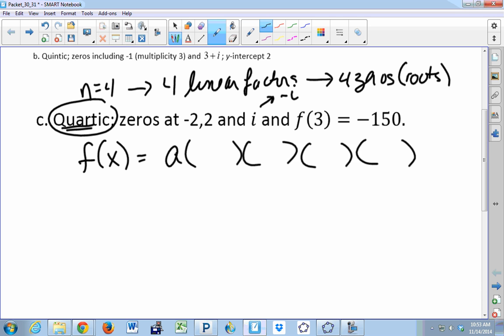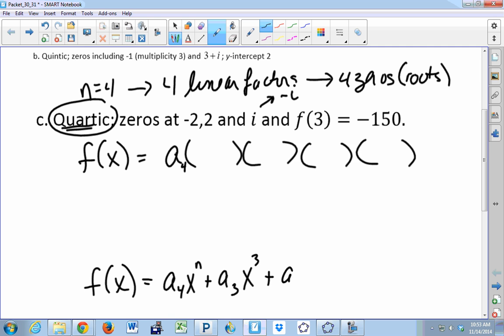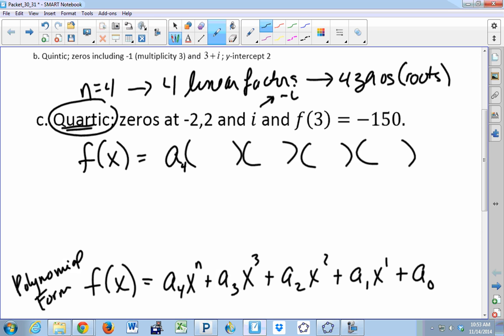That's your leading coefficient. If you wanted to get really fancy, you could say a sub 4, because when you write this out in polynomial form, your function's going to look something like this. We may have all of these terms, we may only have some of them. But that's it in polynomial form. This is standard polynomial form where it's a bunch of addition and subtraction. And this is the same polynomial in completely factored form. So that's a great place to start, knowing what to do with the word quartic.